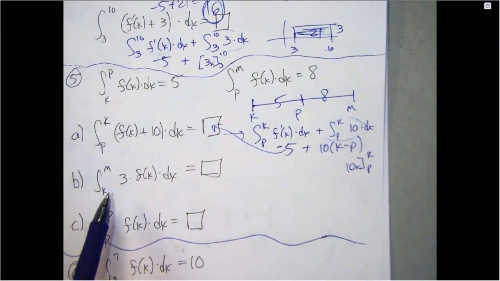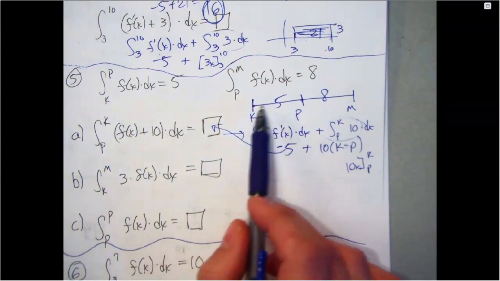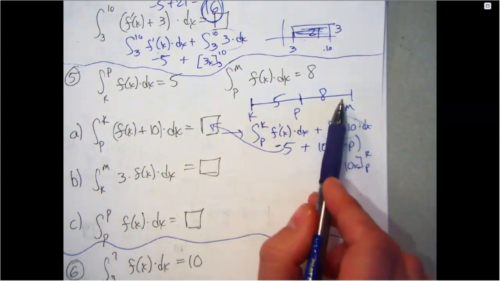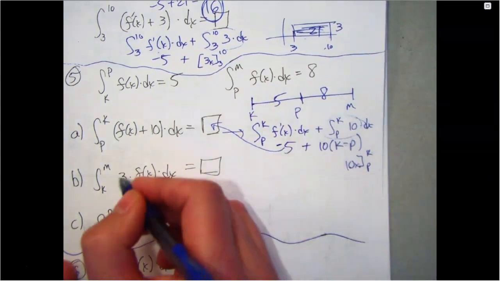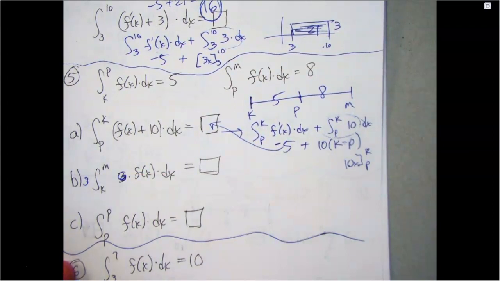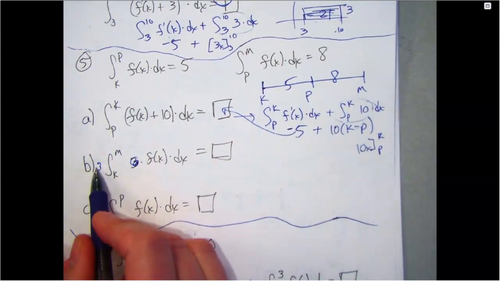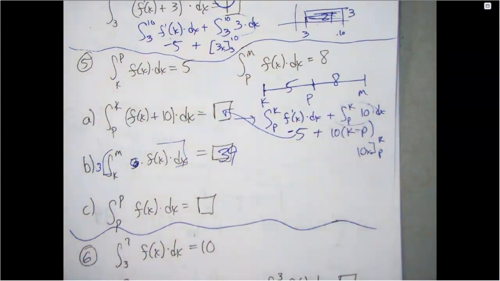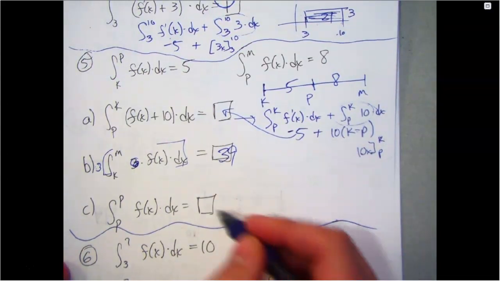So k to m: what's the integral from k to m in general? Forget that the 3 is there. You just add up those and you get 5 plus 8 is 13. And this 3 can just as easily be written on the outside. So it's basically 3 times that, so 3 times 13. So that's 39. And then what's the other one, going from p to p? 0.